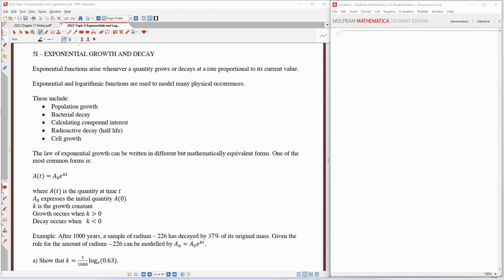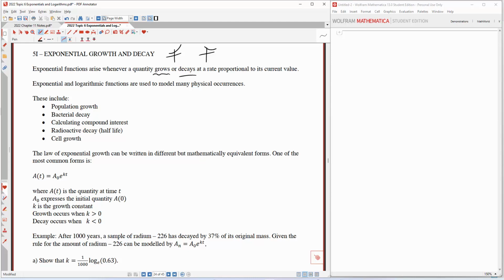One topic students typically find difficult is exponential growth and decay, or applications. Exponential functions arise whenever a quantity grows, that's growth, or decays, that's decay, at a rate proportional to its current value. Exponential and logarithmic functions are used to model many physical occurrences. For example, population growth is exponential, or often is, though it can be decay.